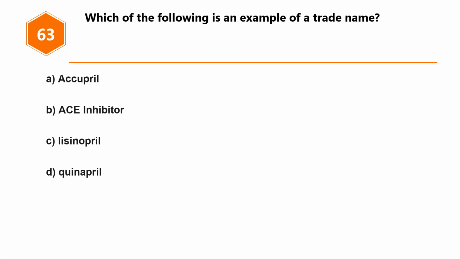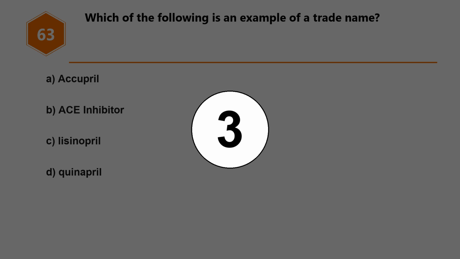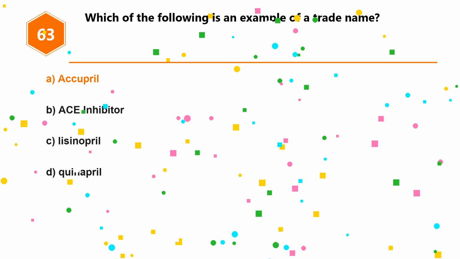Question 63. Which of the following is an example of a trade name? Option A, Accupril. Option B, ACE inhibitor. Option C, Lisinopril. Option D, Quinapril. The correct answer is option A, Accupril.